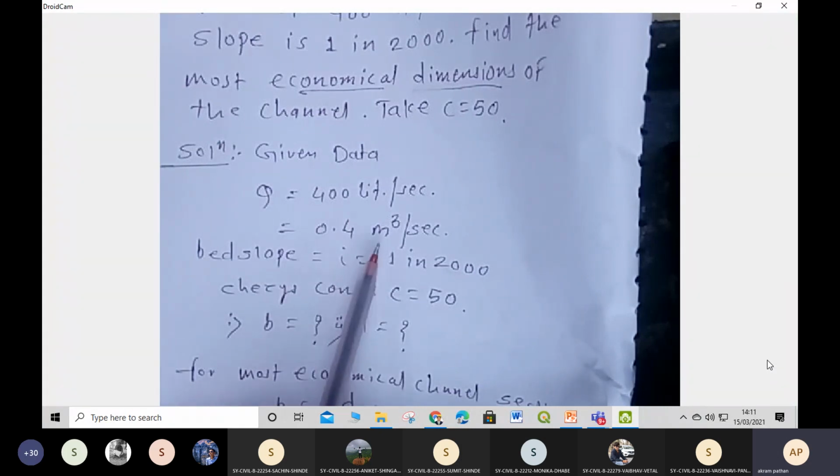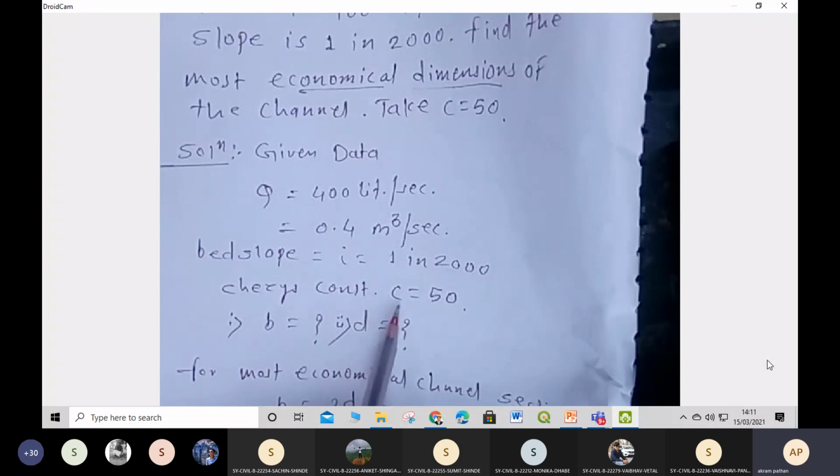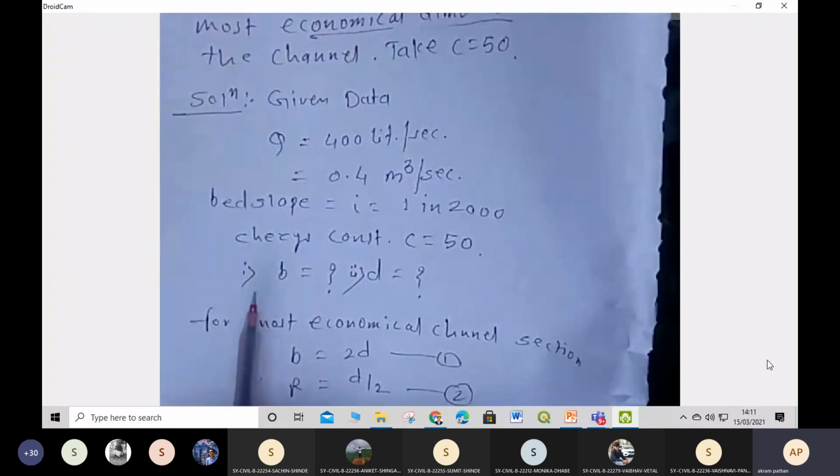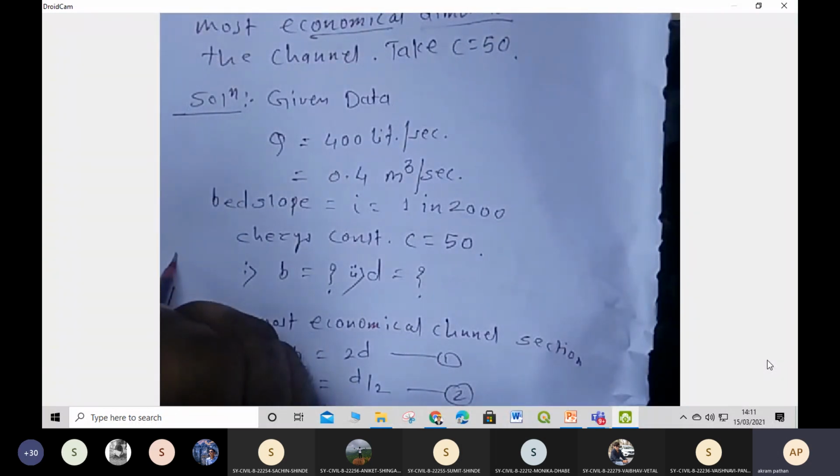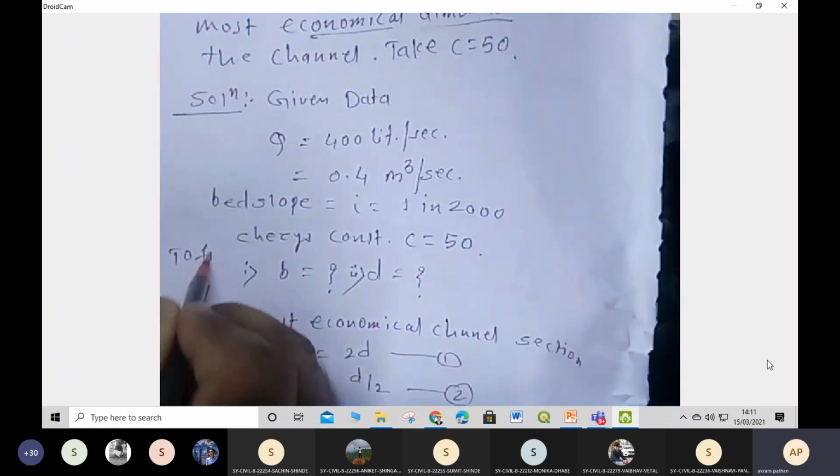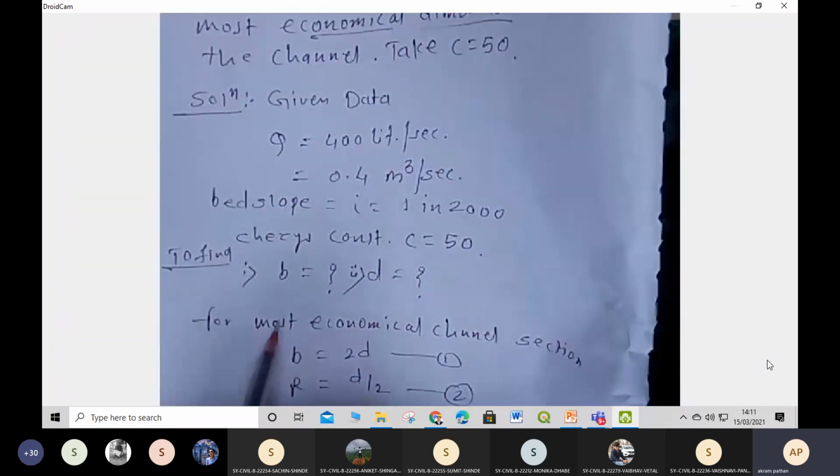So we have to convert into meter cube per second. How will you convert it? Divided by 1000. So we will get 0.4 meter cube per second. Bed slope I is equal to 1 in 2000. Chezy's constant C is equal to 50. So we have to find the most economical dimension, that is B and D.